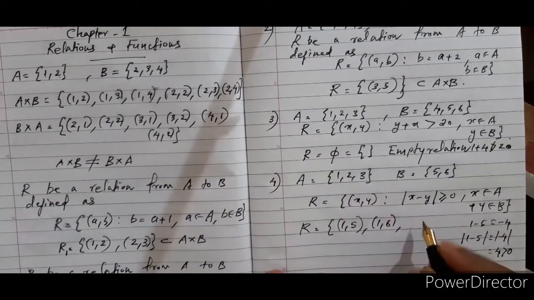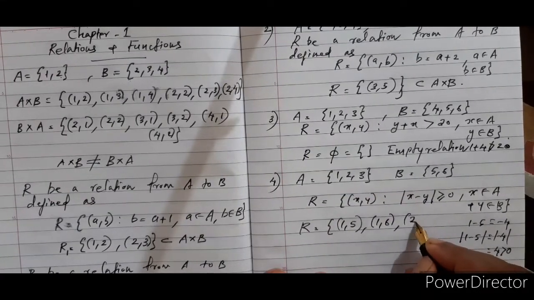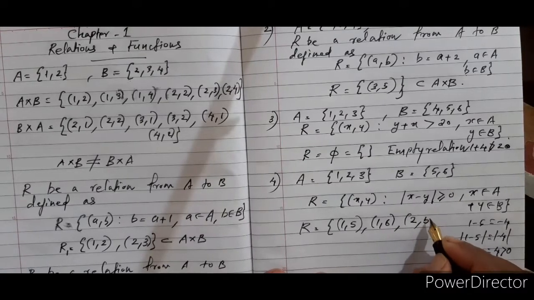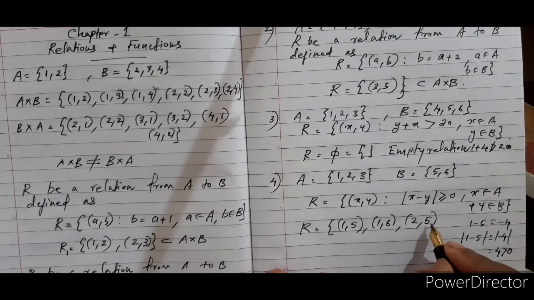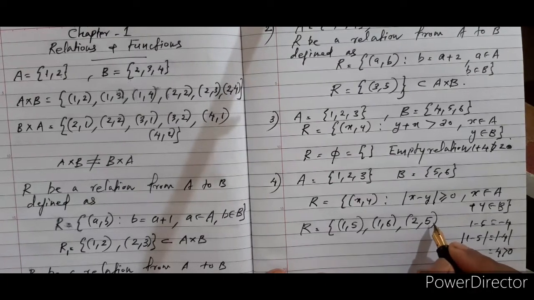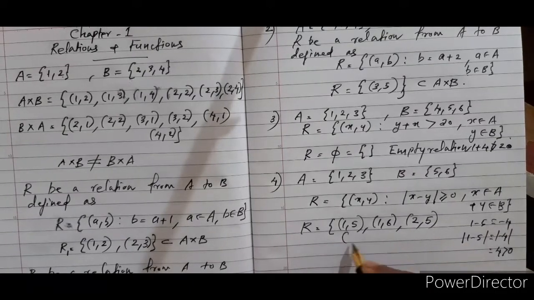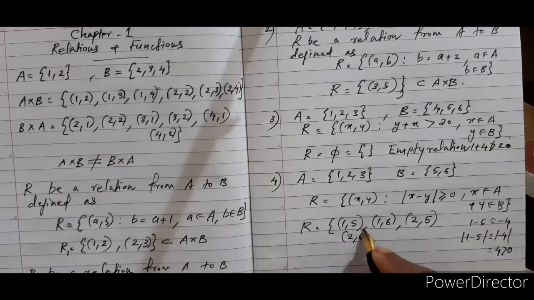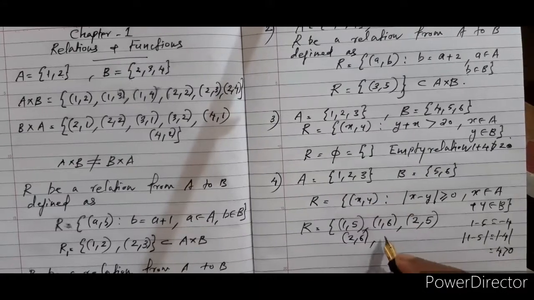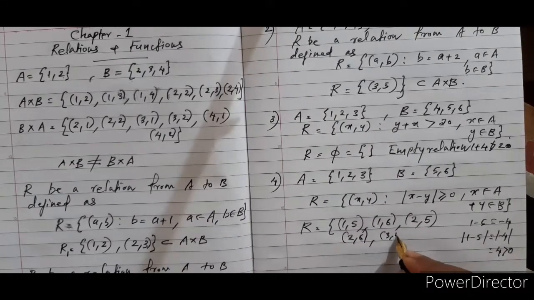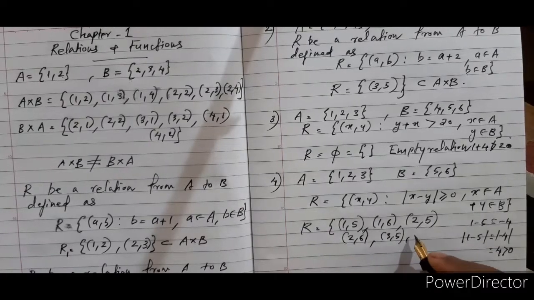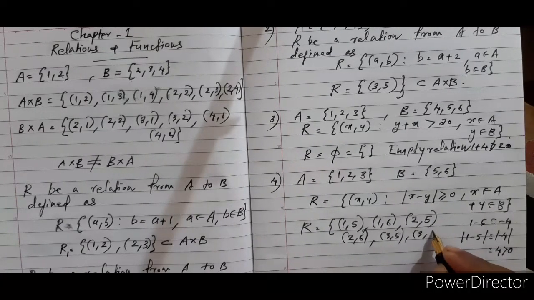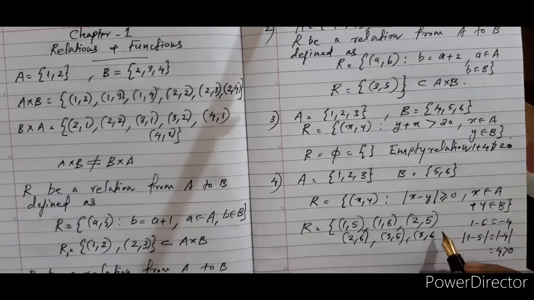Now take second element of A, 2. 2 is related to 5 because 2 minus 5 is minus 3, modulus of minus 3 is 3, and 3 is more than 0. Same way 2 is related to 6. Take third element 3, 5 because the modulus of the difference will be 2 only, and 3 is related to 6 also.